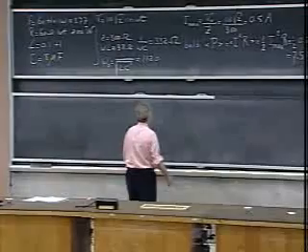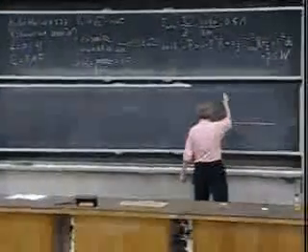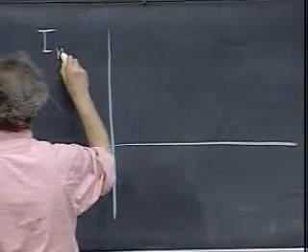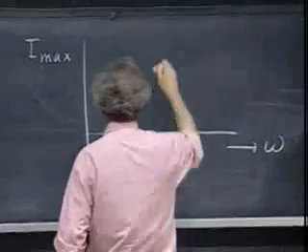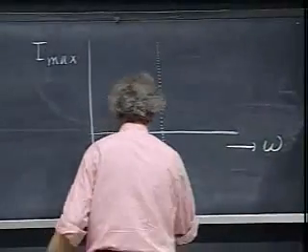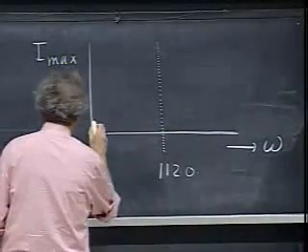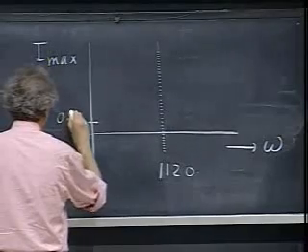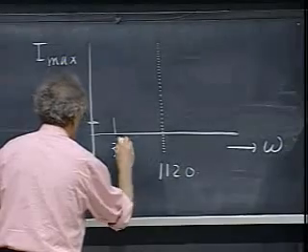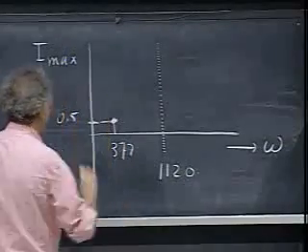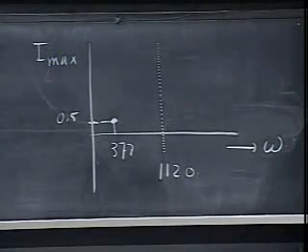I first want to make a curve for you here, very roughly, of I max as a function of frequency, omega, and that's the demonstration I just did. When the resonance was at 1120, we had about 0.5 amperes at our value of 377. So this is 1 point of our I max versus omega curve.